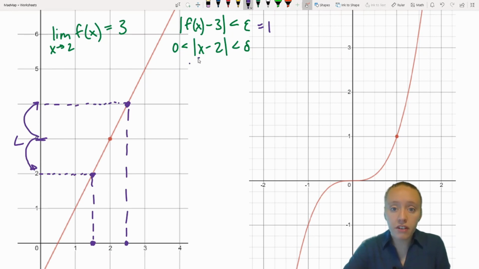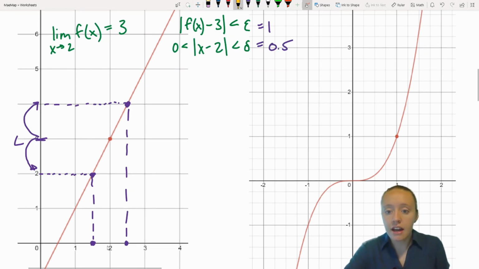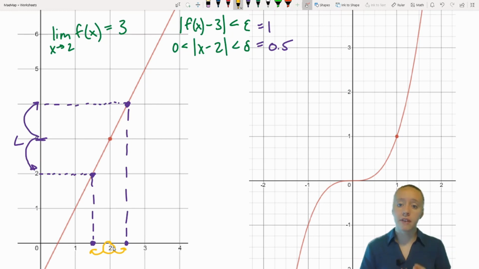So 2.5 minus 2 is going to give me 0.5, or 1.5 minus 2 is going to give me a -0.5, taking that absolute value. Delta would then be 0.5 in this case. And you can see, if I'm looking at as x approaches 2, that change either way, that distance is 0.5.